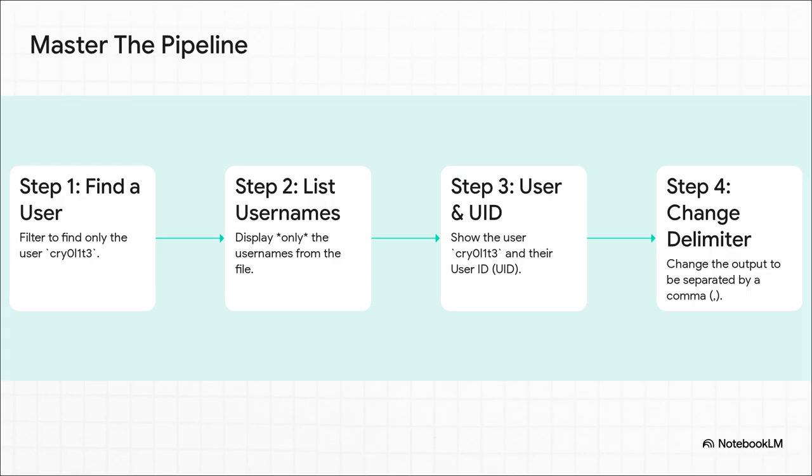Can you build a pipeline that finds only the line for the user cryout13? Or what about one that shows only the usernames from the file, nothing else? How about a user and their specific user ID? And for a bonus, try to make the output separated by a comma instead of a space. Go ahead and pause the explainer right here, pop open a terminal, and see what you can build.